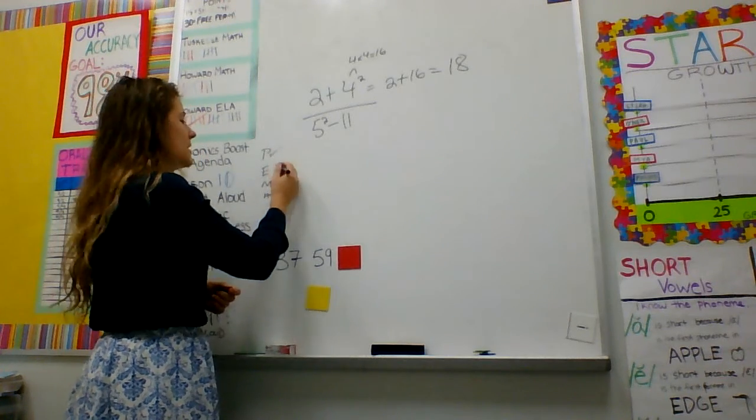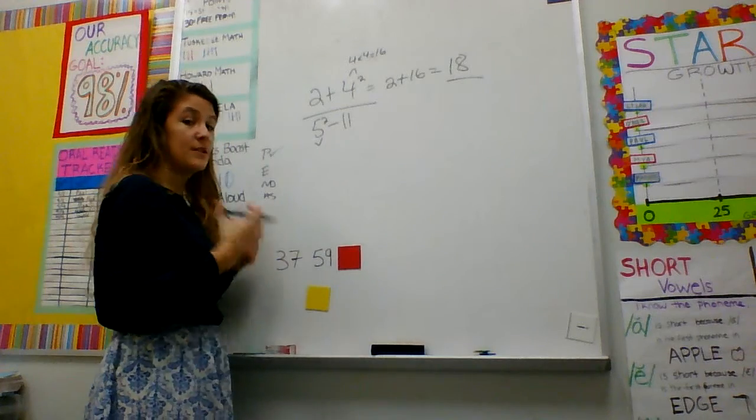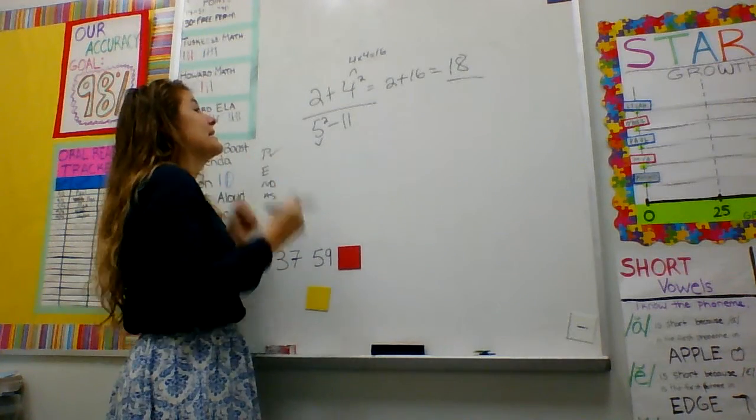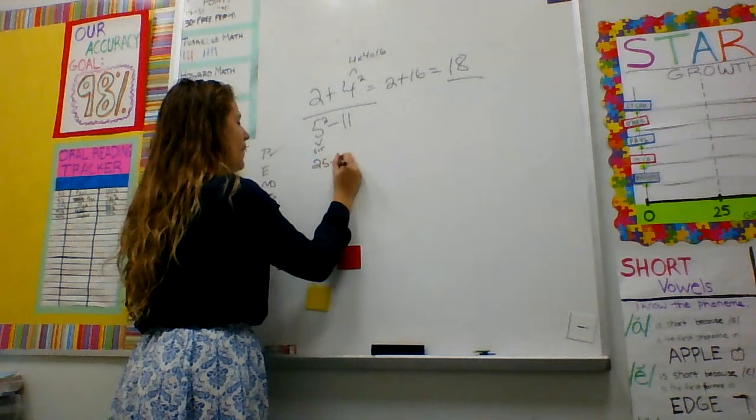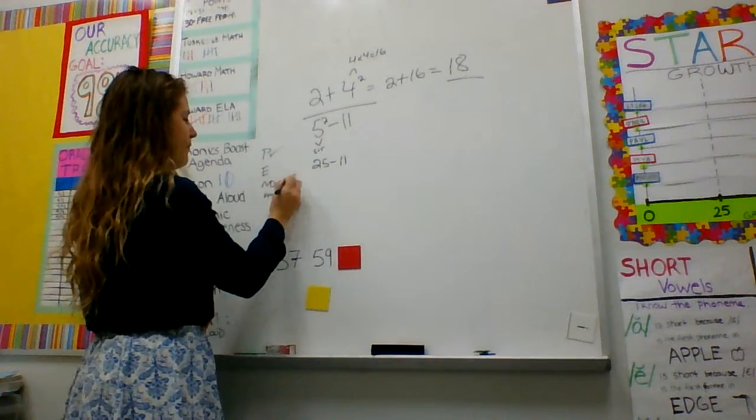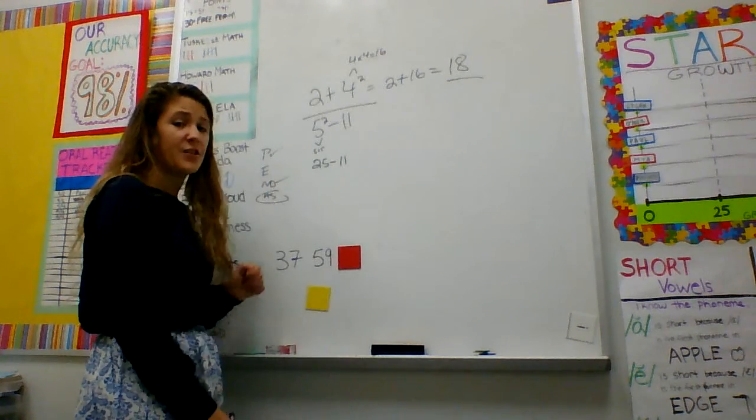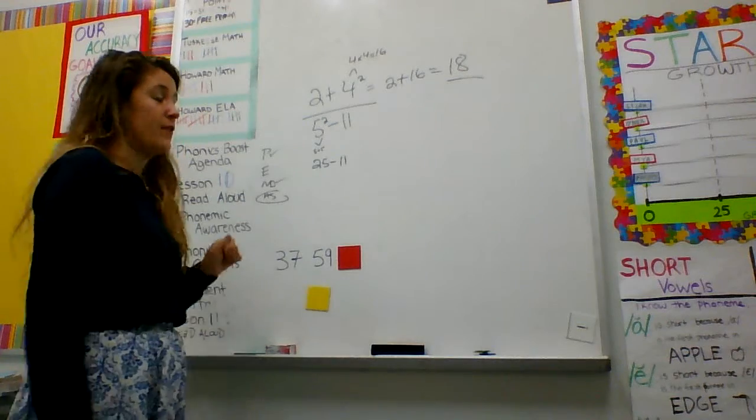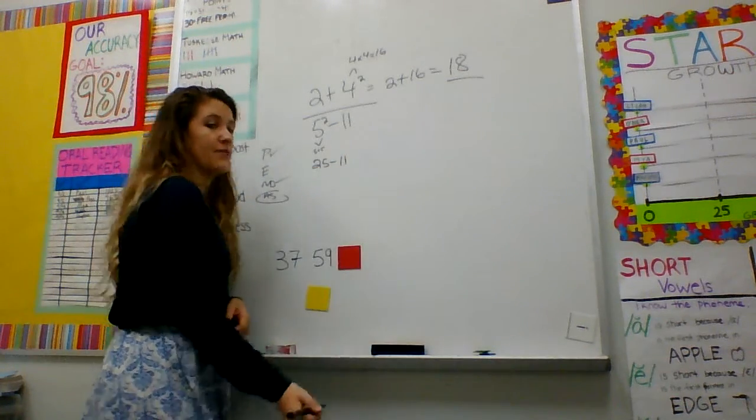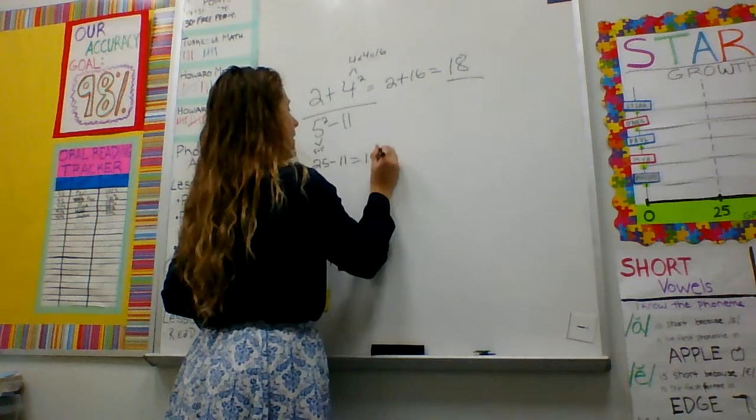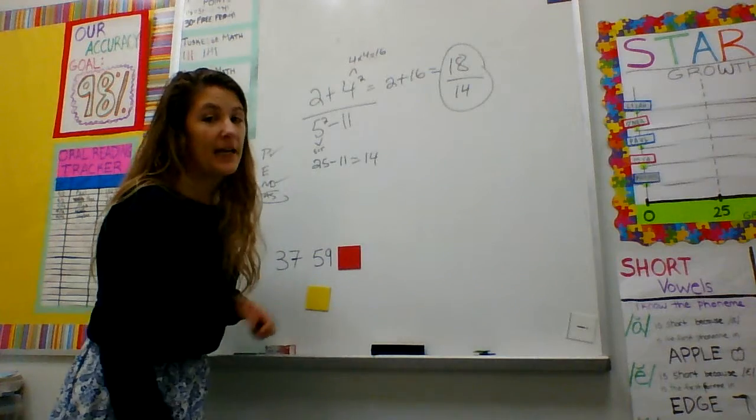I'll do the same thing for the denominator. I don't see parentheses, but I do see exponents. 5 to the second power, 5 squared, is not 10. It is 5 times 5, which is 25 minus 11. I don't have multiplication or division, but I do have addition or subtraction. This time it's subtraction. 25 minus 11. Well, I know 25 minus 10 is 15, and I got one more to take off, so it's 14. So I get 18 over 14. I will accept that answer.